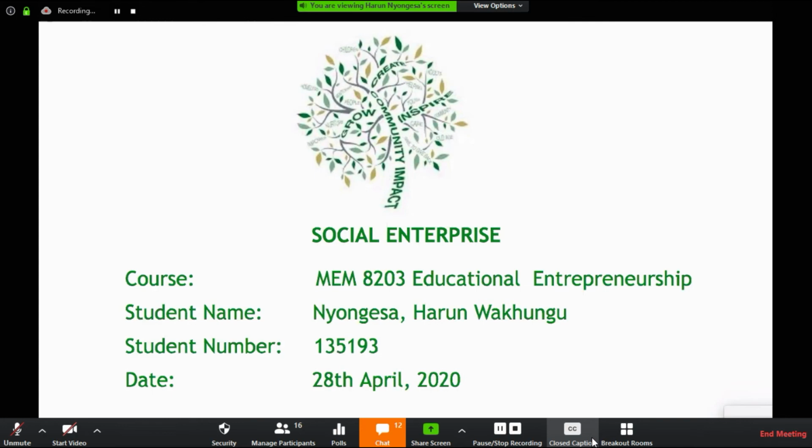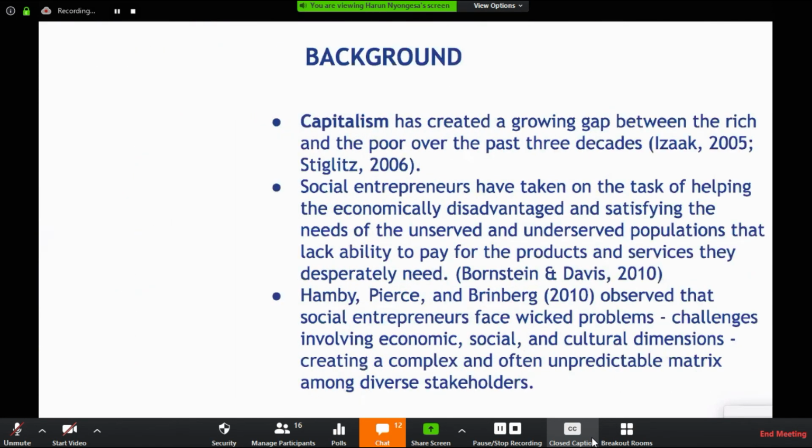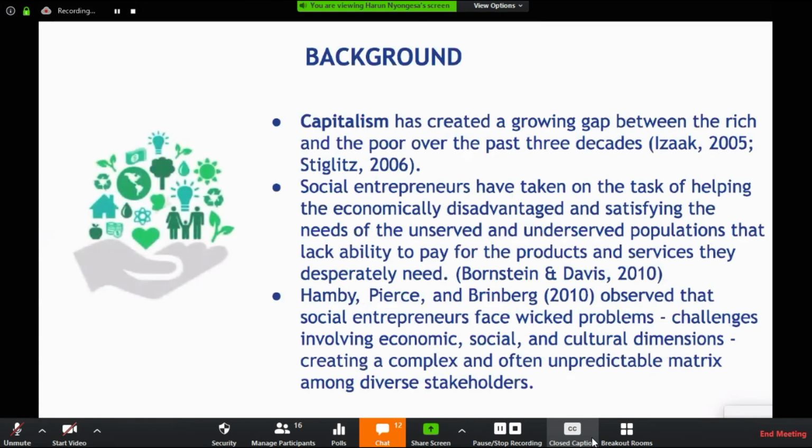So let's do this. The first bit is some background about social enterprise. Social enterprise arose because capitalism has created a growing gap between the rich and the poor over the past 3 decades. That gap keeps increasing, according to Stiglitz.